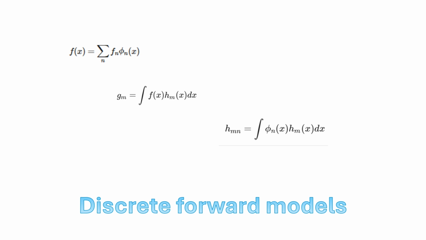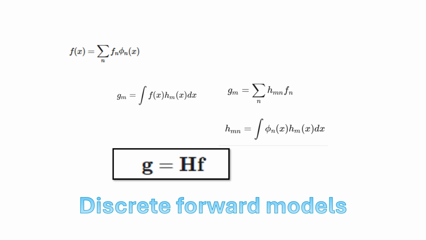We make the coefficients of the transformation H sub MN the inner product of the representation basis and the sampling functions. This allows us to take the integral form and turn it into a sum over the coefficients, which we describe as a matrix vector product. G, the measurements, is equal to H times the representation vector for F.